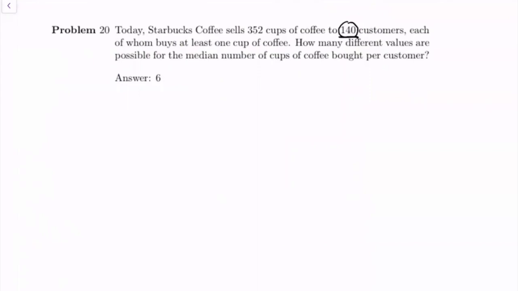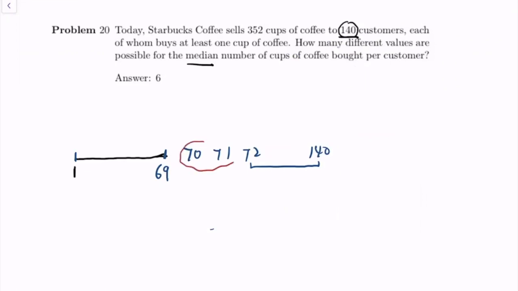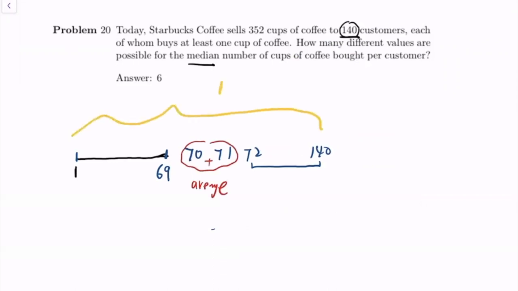Okay, so then you see in order to have this median number, what you have is right here. You look at it from one all the way to 140 customers. So this is customer one to customer 69, and then we have customer 71 and 72, and then all the way to 140. So the median will just be the average of these two. And in total, what do we know? The total number of cups equals 352. Here we list all the customers in increasing order from the least to the largest.